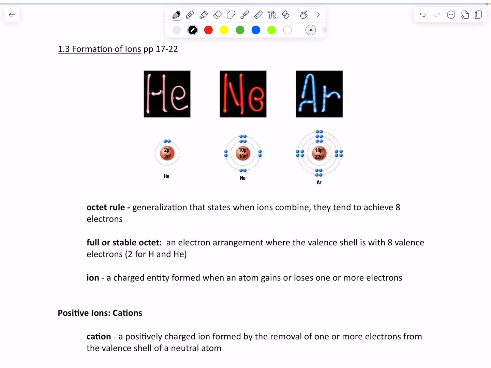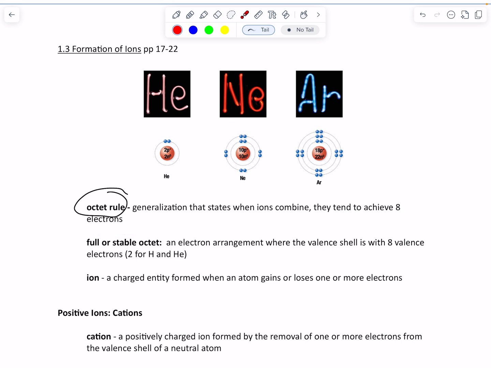1.3 Formation of ions. We learned that atoms can gain or lose charges to form charged particles called ions. The reason why they would want to do this is because of something called the octet rule. The octet rule is the generalization that states when ions combine, they tend to achieve 8 electrons.